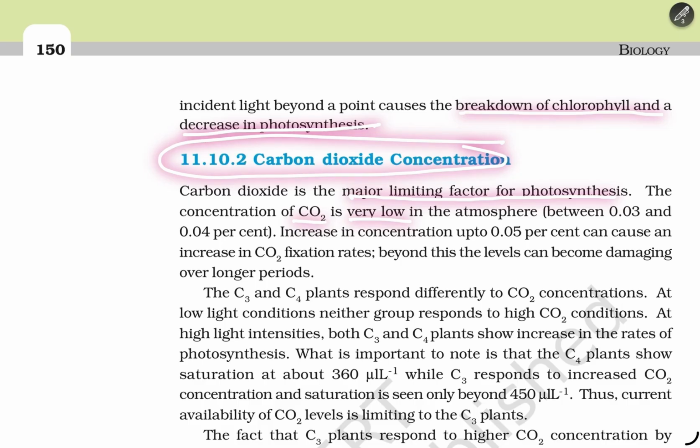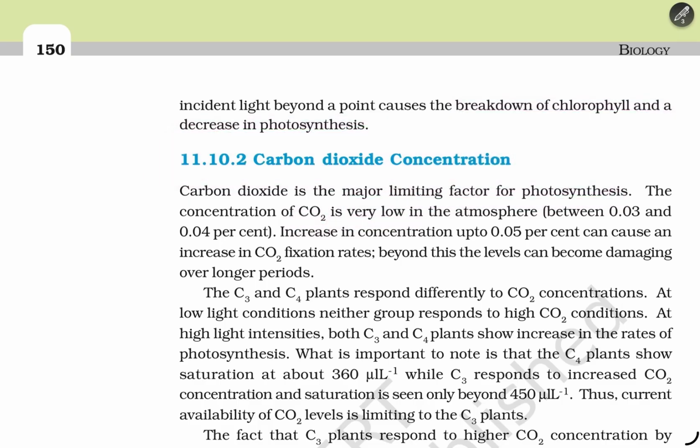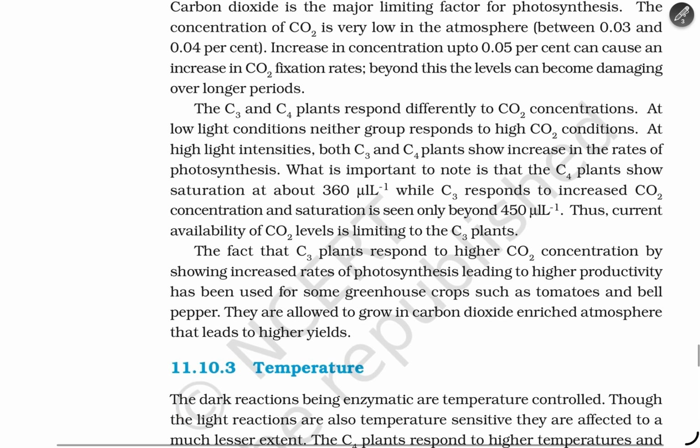The concentration of CO2 in the atmosphere is very low, between 0.03 and 0.04%. An increase in concentration up to 0.05% can cause an increase in carbon dioxide fixation rates. Beyond this level it can be damaging over a longer period. C3 and C4 plants respond differently to carbon dioxide concentrations at low light conditions. Both groups respond to high CO2 conditions. At high light intensity, both C3 and C4 plants show an increase in the rate of photosynthesis.